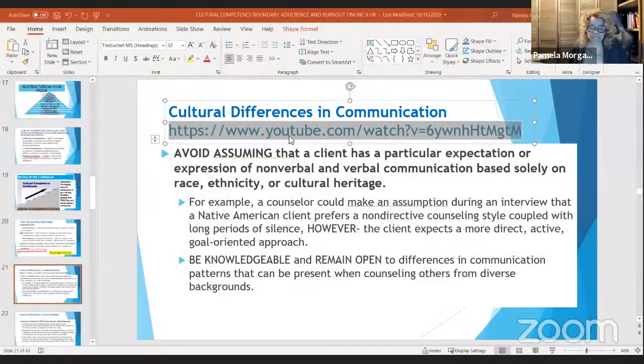Cultural differences in communication. We want to avoid assuming that a client has a particular expectation or expression of nonverbal or verbal communication based solely on race, ethnicity, or cultural heritage. For example, a counselor could make an assumption during an interview that a Native American client prefers a non-directive counseling style coupled with long periods of silence. However, the client expects a more direct, active, goal-oriented approach. So we want to be knowledgeable and remain open to differences in communication patterns that can be present when counseling others from diverse backgrounds.